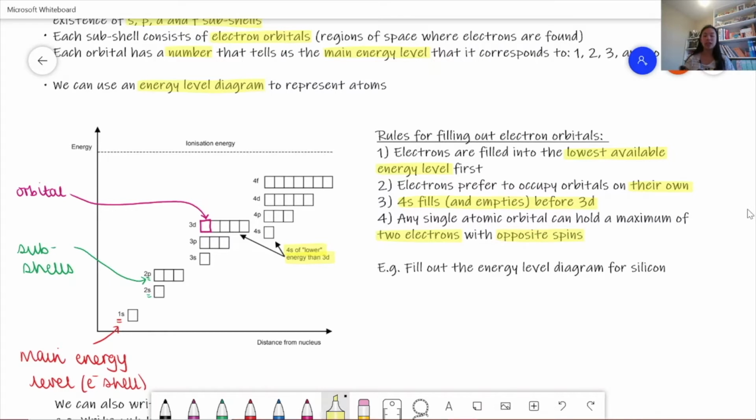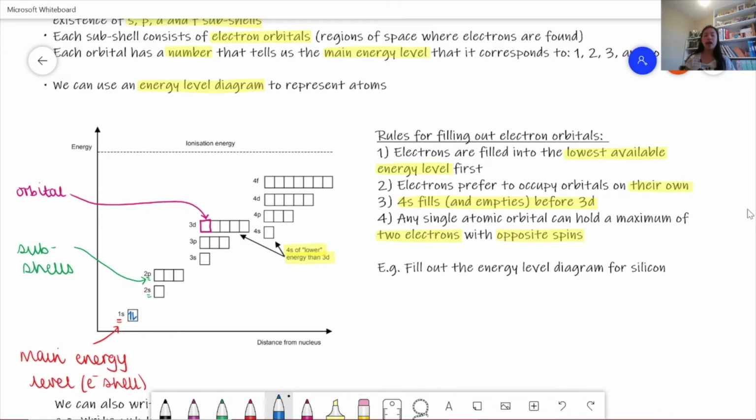thing we do is look at the periodic table and see how many electrons silicon has. And it actually has 14 electrons, and so that's how many we need to fill out. So using the first rule, we need to fill the electrons into the lowest available energy level first. The lowest available energy level in this case is the first shell, because we don't have any electrons yet. And so we can fill in 2 for this 1s orbital.